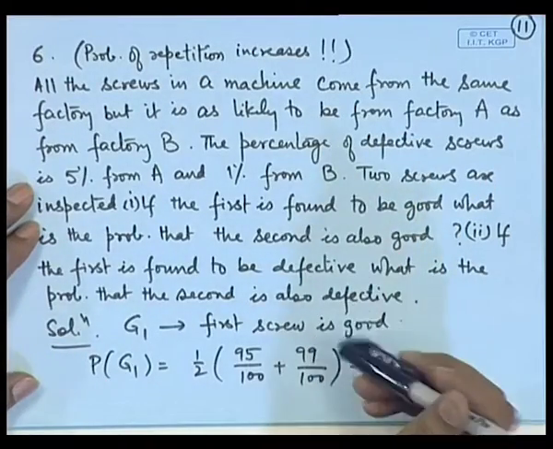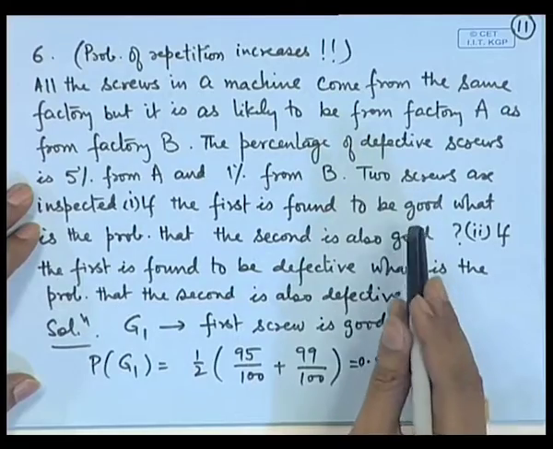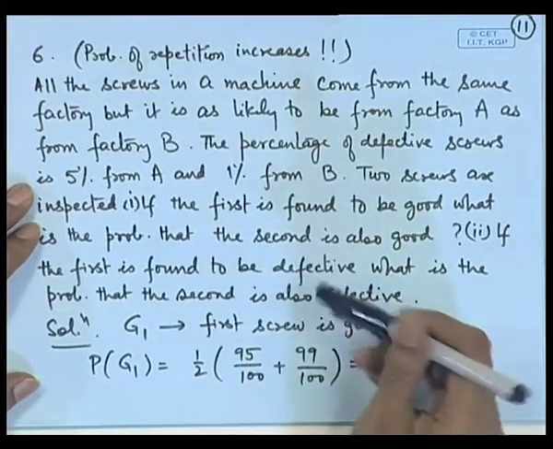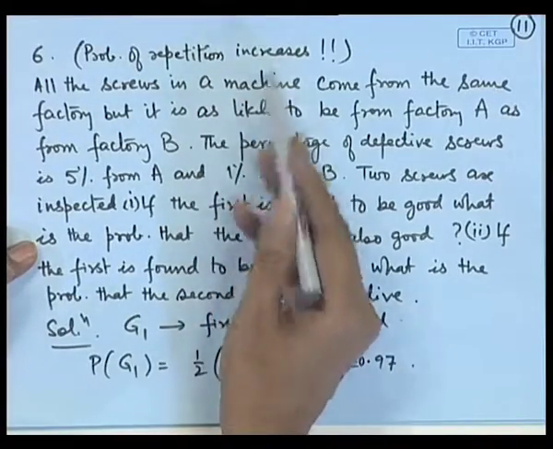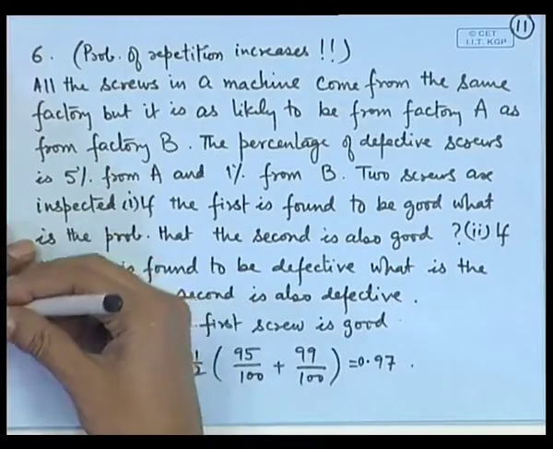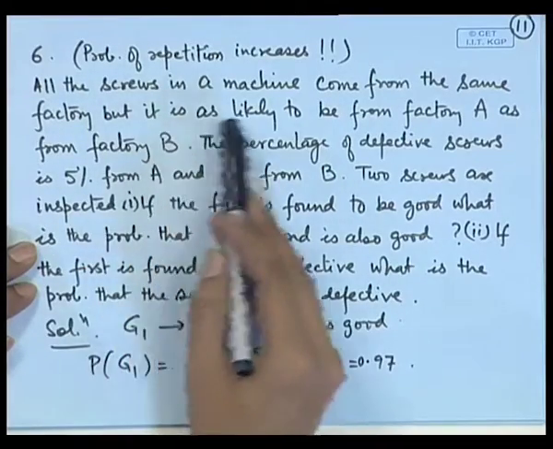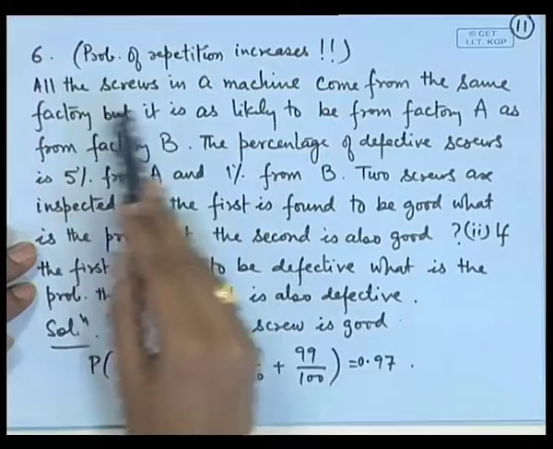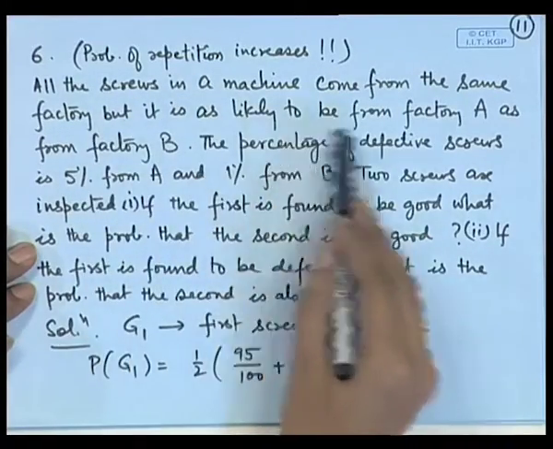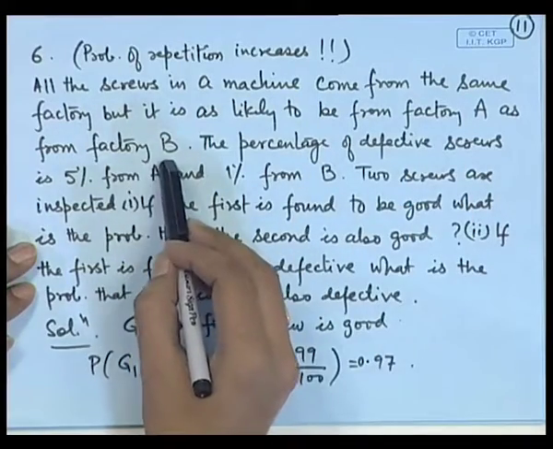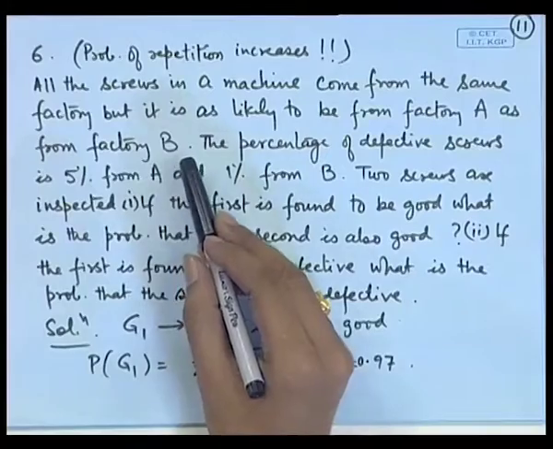We consider some further applications of the conditional probability. Here, we would like to show one interesting phenomenon, that the probability of repetition of a certain event increases. Let me explain through the example. A machine has certain screws fitted. All the screws in a machine come from the same factory, but it is as likely to be from factory A as from factory B. That means, either all of the screws have been selected from factory A, with probability half, or all of them are taken from factory B, with probability again half.